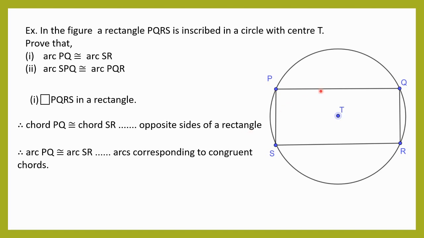Now we know the theorem: if chords are congruent, then their corresponding arcs will also be congruent. So the arc corresponding to chord PQ is arc PQ, and the arc corresponding to chord SR is arc SR. Hence, we can say that arc PQ is congruent to arc SR. That is, arcs corresponding to congruent chords are congruent.